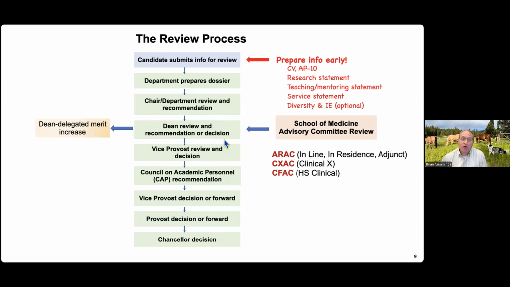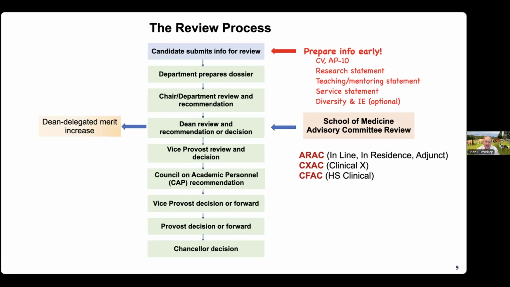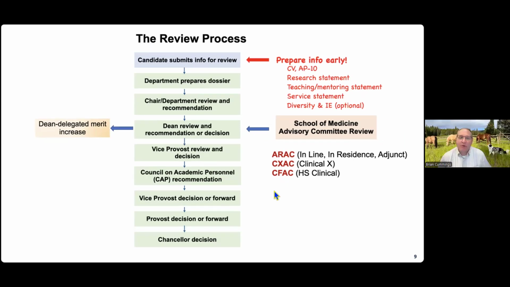If this is a promotion or a non-dean delegated file, then it goes on to the vice provost for review and the committee on academic personnel. And that committee on academic personnel is a committee that has been constituted from all the schools on campus. So each school nominates at least 2 individuals to be on that committee. And your file is reviewed by folks in engineering and the School of Law and business and humanities and individuals from the School of Medicine. So you really want to have your file prepared in a way that folks who are not subject matter experts in the field can still understand your file.